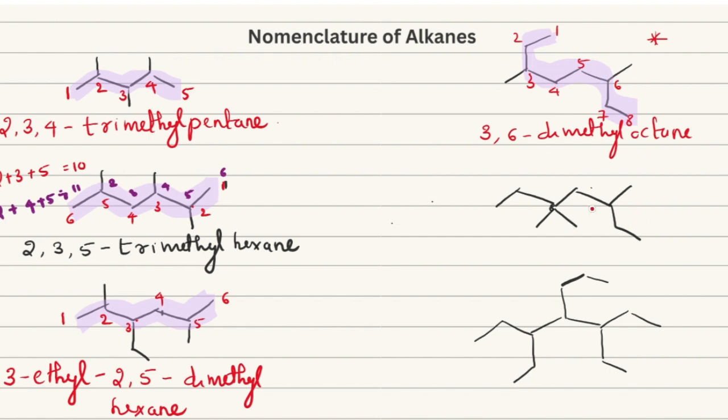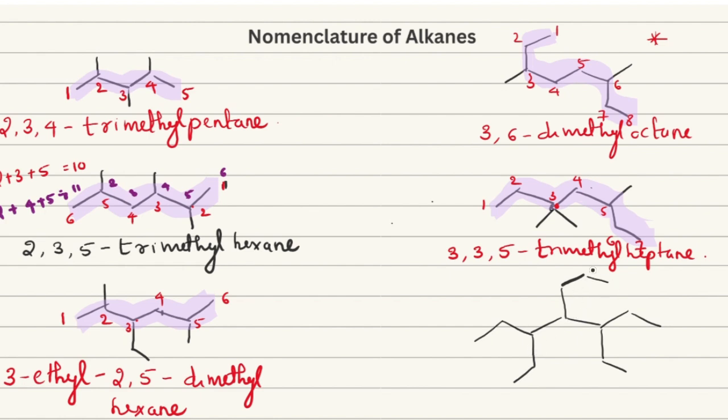All right. Moving on. Same here also. You see, this should be the longest chain. And if we number here 1, 2, 3, 4, 5. So this is not the lowest sum rule. So start from here, right? So what we are going to get 1, 2, 3, 4, 5, 6 and 7. And what are the substituents we have here? All of them are methyl. Therefore, 3,3,5-trimethylheptane.